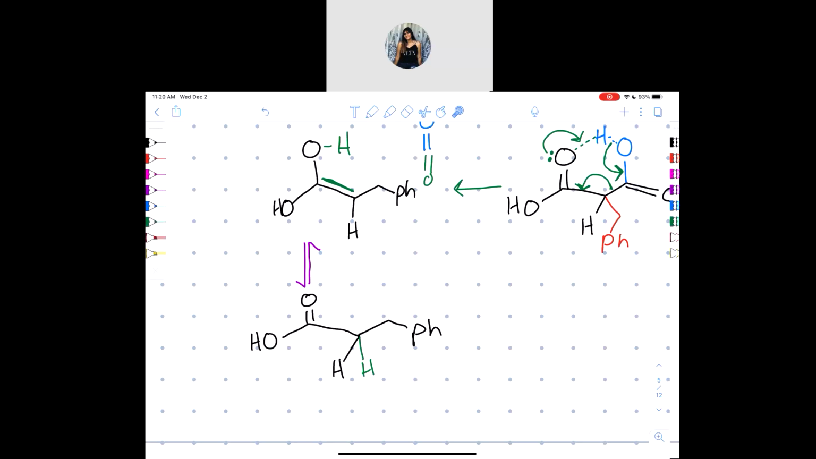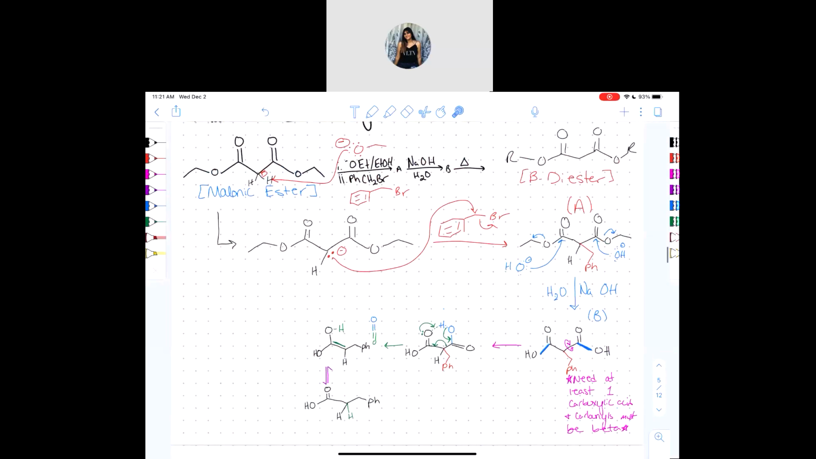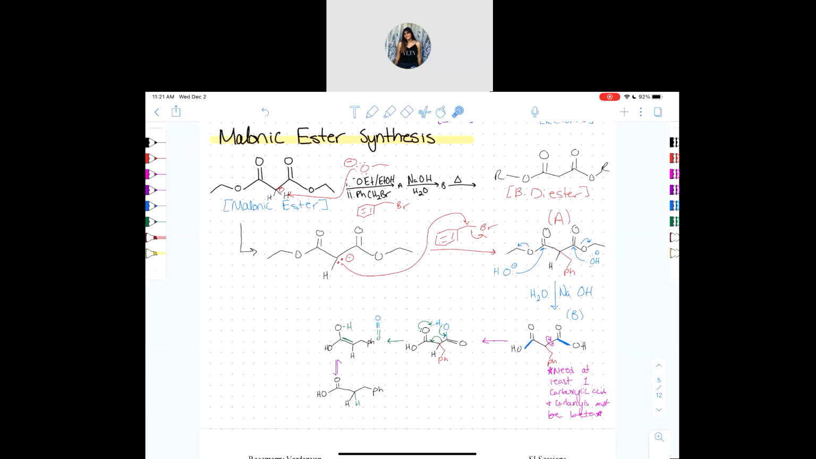So this is no longer a ketone enol pair. It's a carboxylic acid enol pair. But that's just a minor detail. It's not going to destroy your reaction. Just keep in mind that there's still tautomers, and this is still going to be the enol, and we can tautomerize at the end because we have acid or base left in the reaction.